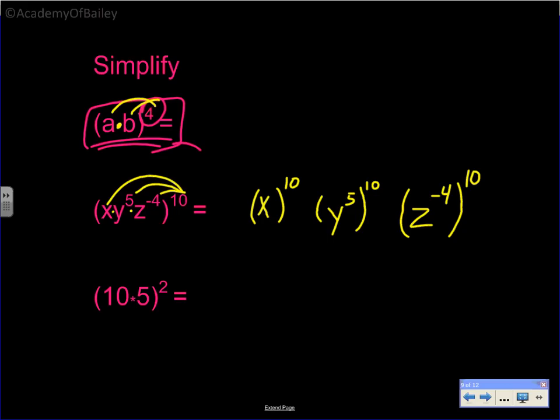Now, the last property that we learned said if we have y to the 5th raised to the 10th, well, what do we do with 5 and 10? We multiply them. And if we have z to the negative 4th raised to the 10th, that's going to be negative 40. Negative 4 times 10 is negative 40. Now, what is the exponent here with x? That's a 1. So x to the 10th power.